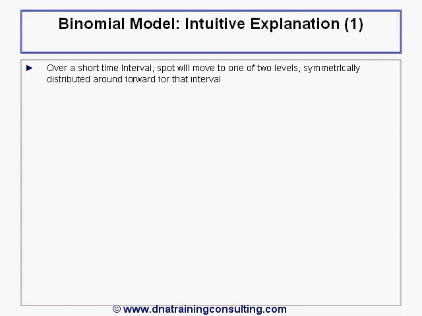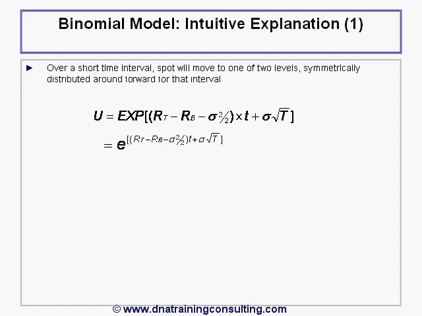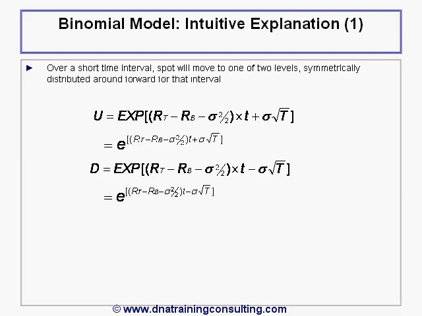The theory behind the math that we will be applying is a little complex and left for another dedicated module, but it starts by writing for up: exponential, or e to the power, (RT minus RB, the difference between the two rates, minus sigma squared over 2), adjusted for the time interval by multiplying by t, plus sigma square root of t. And for down, the exact same formula, except that the plus sigma square root of t term has been replaced by a minus.